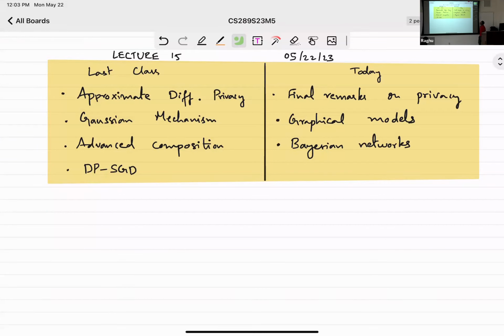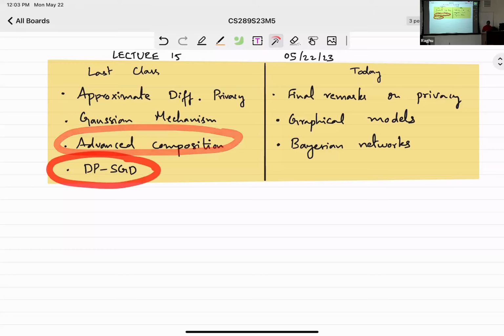Okay, so last class we talked about approximate differential privacy. We saw the Gaussian mechanism, which gives us privacy when you only have L2 sensitivity as opposed to L1 sensitivity, right? And we also saw that the Gaussian mechanism can actually be stronger than the Laplacian mechanism in terms of the number of samples you need, but weaker in that it only gives approximate versus pure differential privacy. Okay, and then we also saw advanced composition and DPSGD.